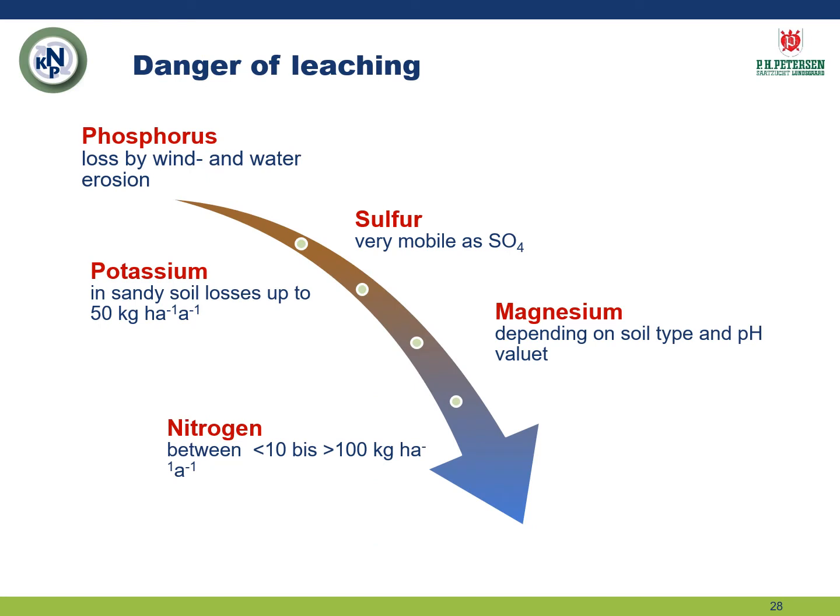There's also danger of leaching for other nutrients like phosphorus, which might be lost by wind and water erosion. Sulfur is very mobile as SO4. Potassium in sandy soils, losses up to 50 kilograms per hectare. Nitrogen, as mentioned, between 10 to 100 kilograms per year. Magnesium, depending on soil types and pH.